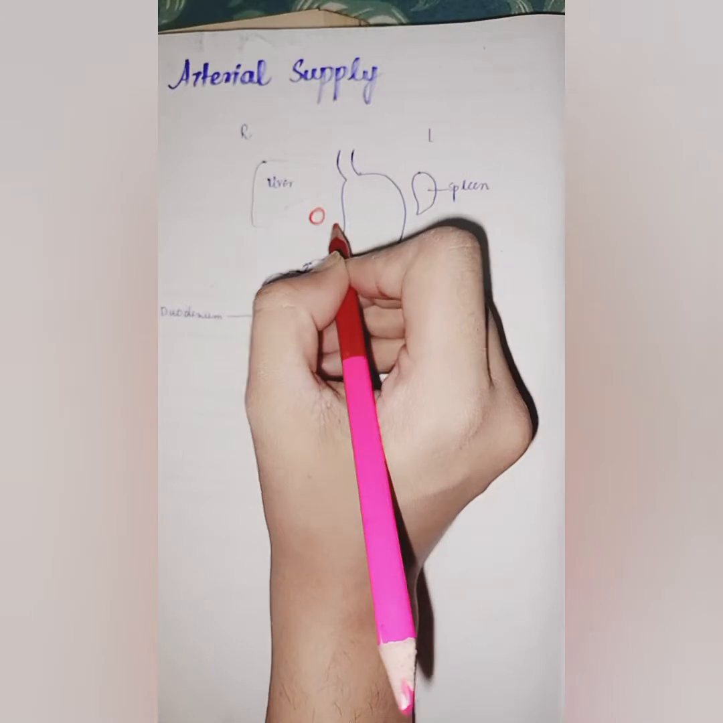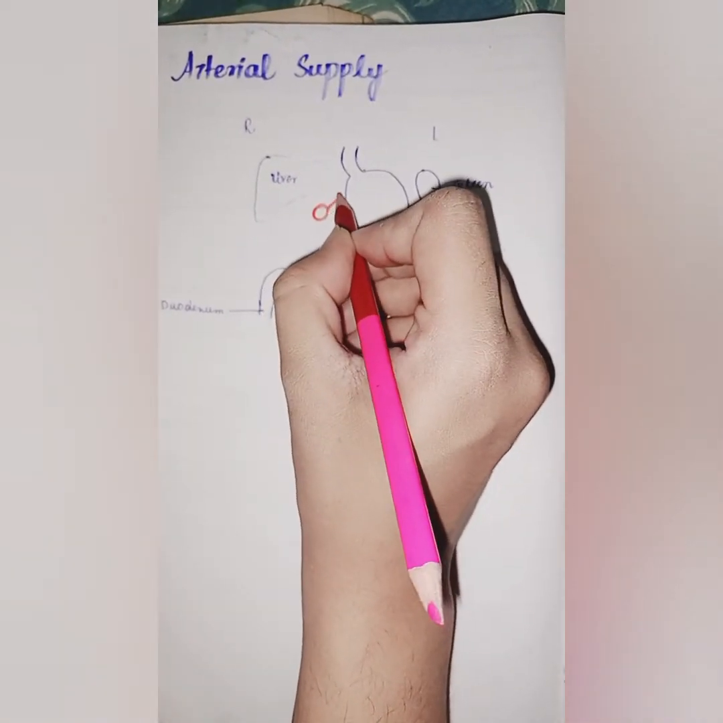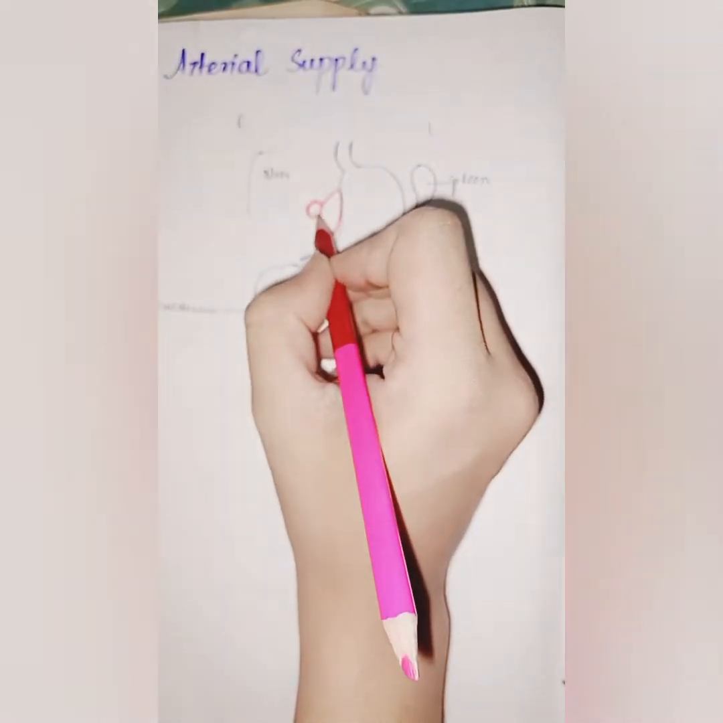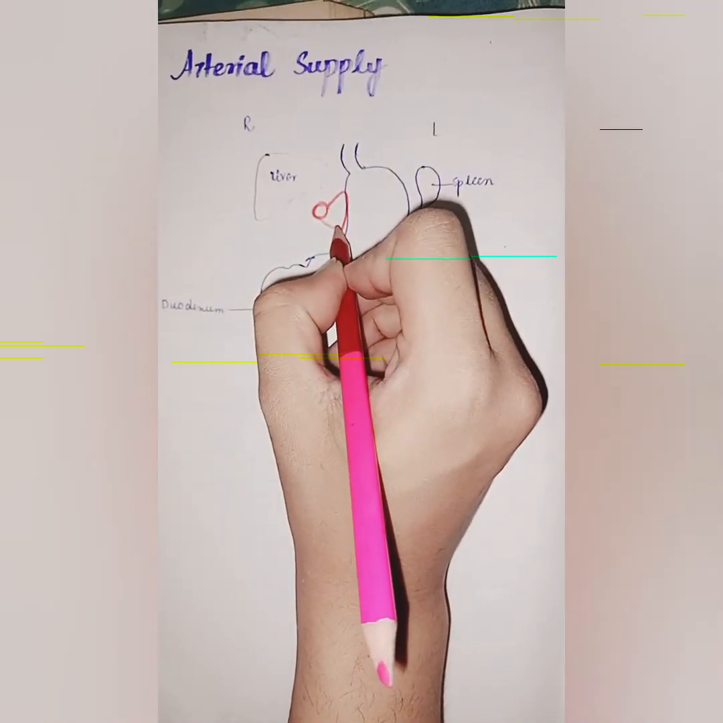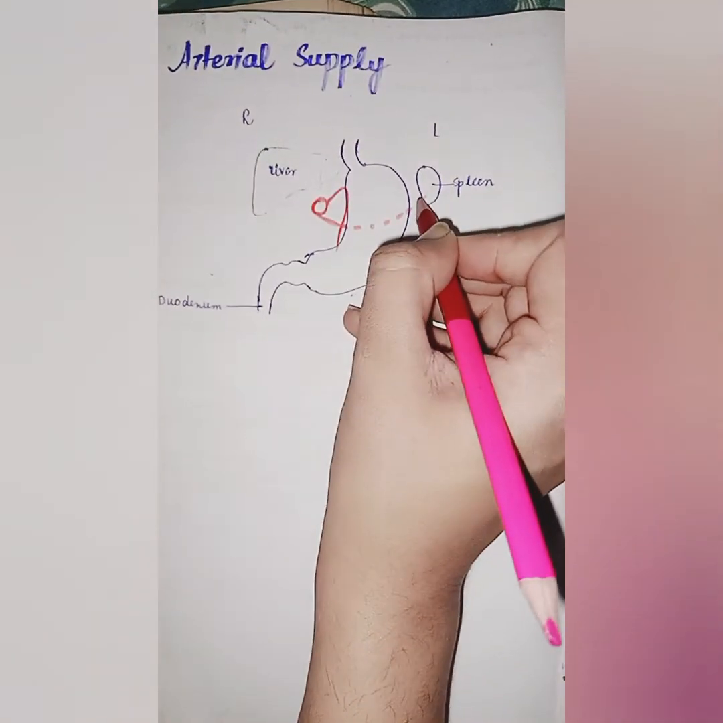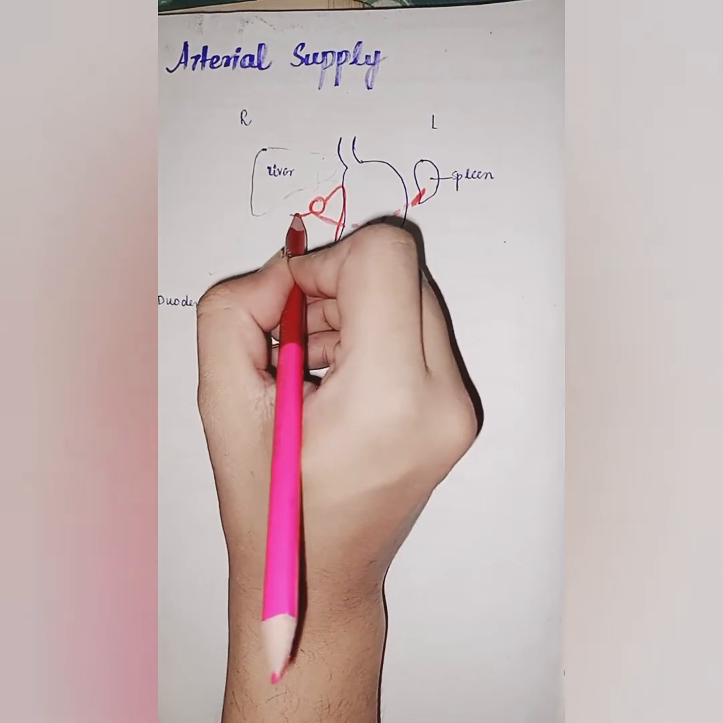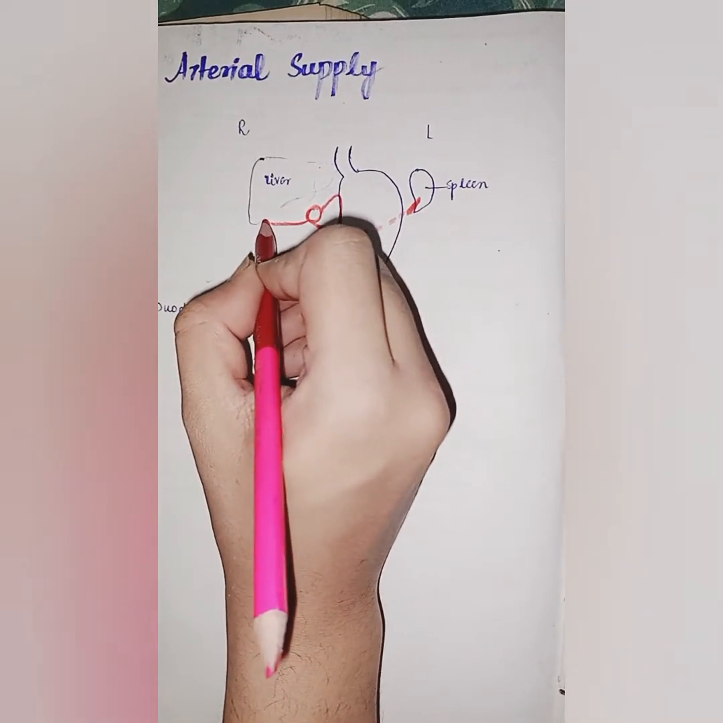The stomach is basically supplied by the celiac trunk. So we will see the different branches of the celiac trunk. From the celiac trunk arises the left gastric artery. This is our left gastric artery. Then the splenic artery, which goes posterior to the stomach and supplies the spleen. And then the proper hepatic artery, which goes to the right side and supplies the liver.